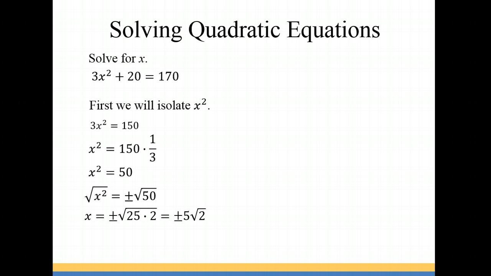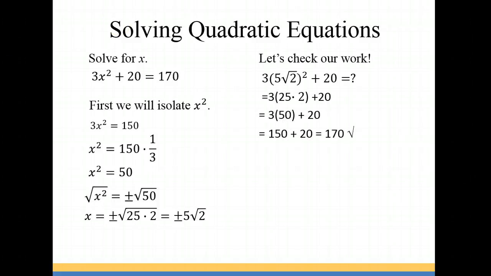Then the square root of 50 is not a perfect square this time. So what I'm going to do is break it up as a perfect square times some number. So 25 is a perfect square, and it goes into 50 twice. So you have the square root of 25 times 2. We can take the square root of 25, which is 5. We can't take the square root of 2, so we're going to leave it under the radical. So we have plus or minus 5 square roots of 2 as our two solutions.